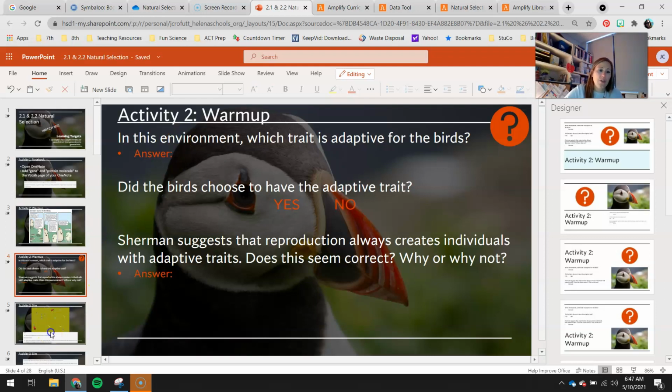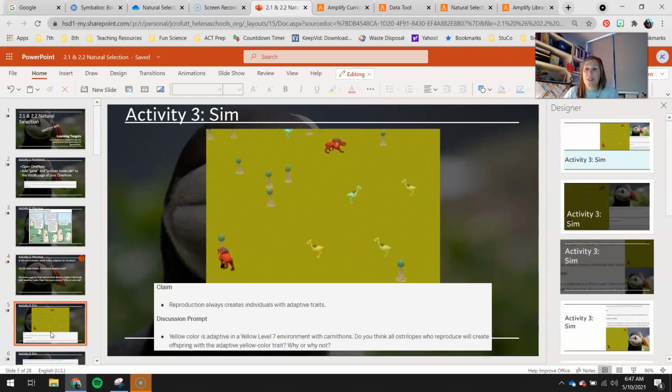Okay, all right, so moving on, activity 3 is the sim, and this sim is kind of a two-part activity. So what you guys are going to be looking at is this claim here that says reproduction always creates individuals with adaptive traits. Again, that really feeds off of what Sherman brought up by saying that the birds with weak beaks will have babies with strong beaks. Okay, so that would be reproduction creating individuals with adaptive traits, which are the strong beaks.